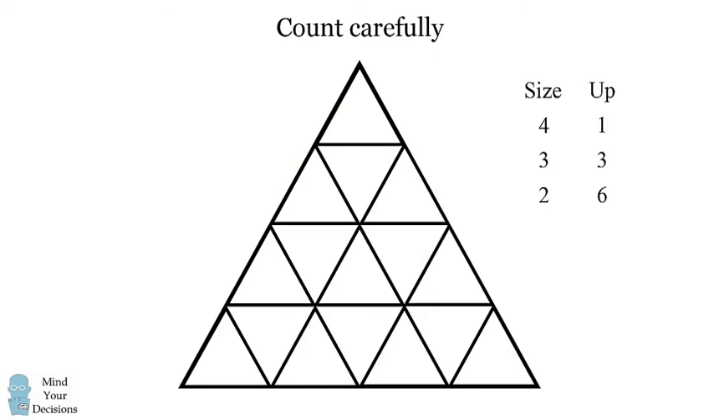Finally, we count the number of triangles of size 1 facing up. The bottom row has 4, the next row has 3, the next row has 2, and the top row has 1. 4 plus 3 plus 2 plus 1 is equal to 10.